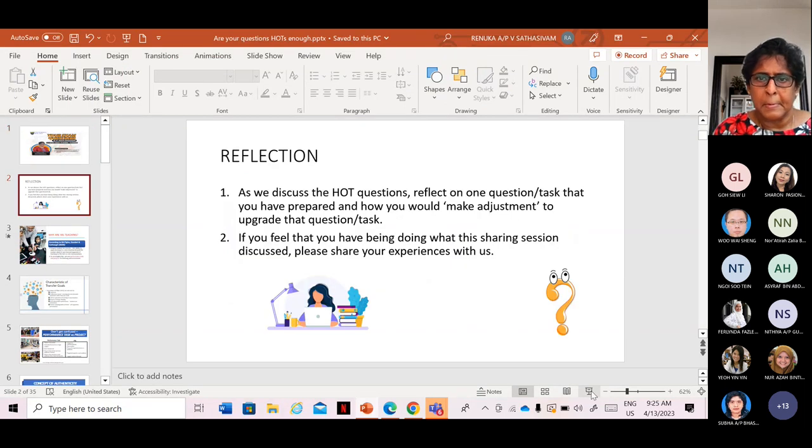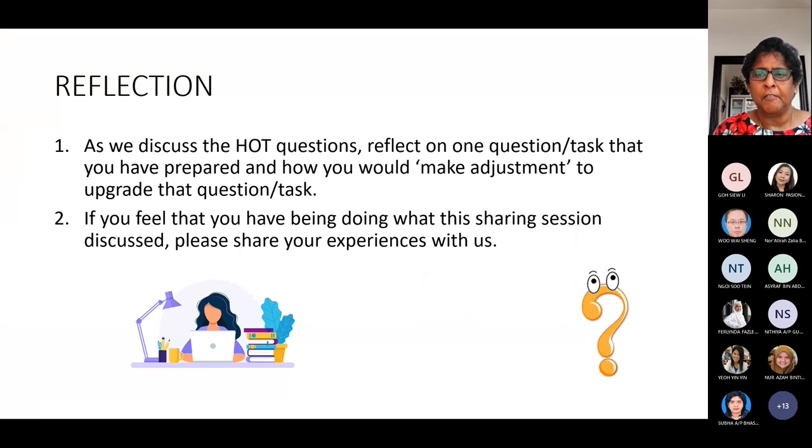Okay. Can everyone see? Yes. Okay, so just going back, rushing through again. Like I told you earlier, please think about a task that you feel very passionate about and see whether after going through this sharing session, there is anything that you can adjust. But if you feel that what you're doing is just exactly what I'm saying, which I don't think is unusual, please share your experience.